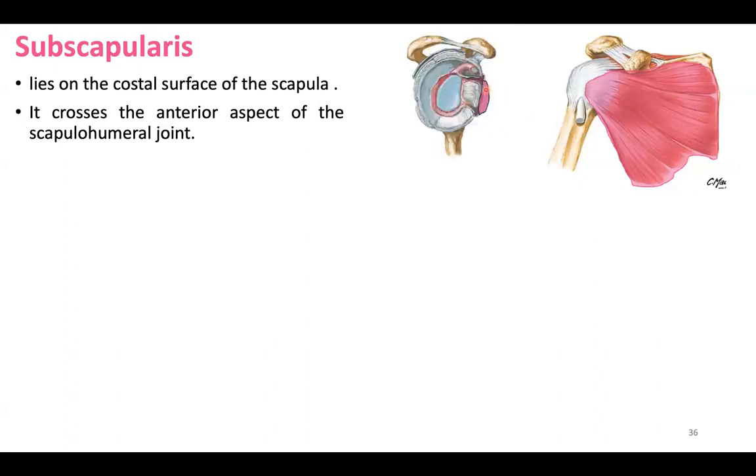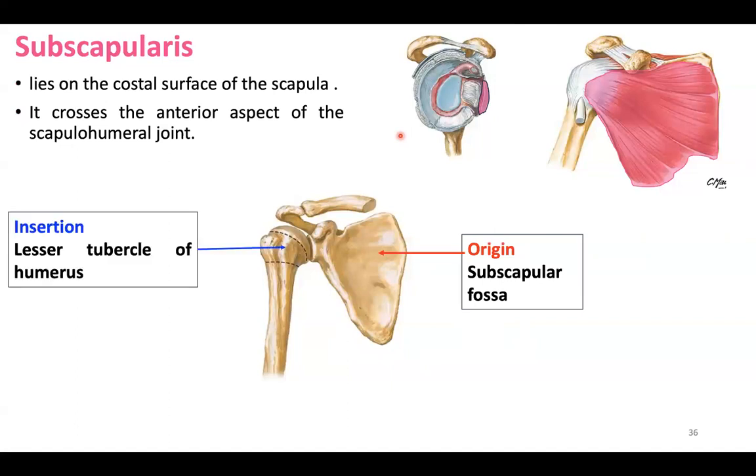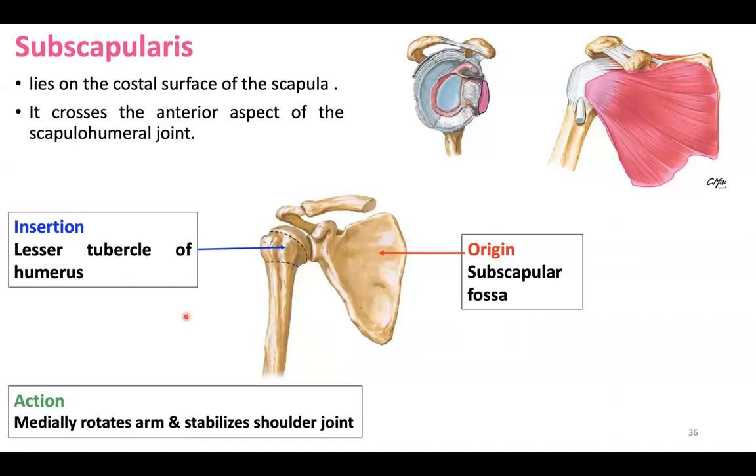So you can see it here. It lies just anterior to the shoulder joint. It originates from the subscapular fossa and is inserted into the lesser tubercle. All the other rotator cuff muscles are inserted into the greater tubercle of the humerus, but subscapularis is inserted into the lesser tubercle. Since it crosses ventral to the joint, when this muscle contracts, it will rotate the humerus medially. So its action is medial rotation.